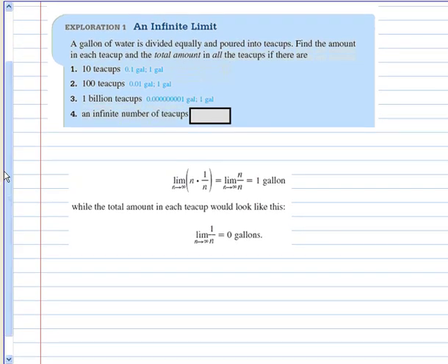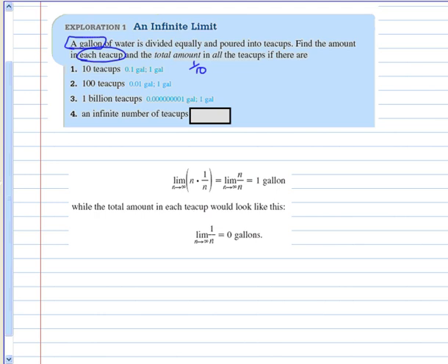A gallon of water is divided equally, poured into teacups. Find the amount in each teacup and the total amount in all the teacups. Number 1, we have 10 teacups. Well, if I have 10 teacups, how much is in each teacup? Well, it'll be 1/10, because I take that 1 gallon and I divide it all out. We have 1 gallon of water divided into 10 teacups. So it'd be 1/10. And then how much is in the total?